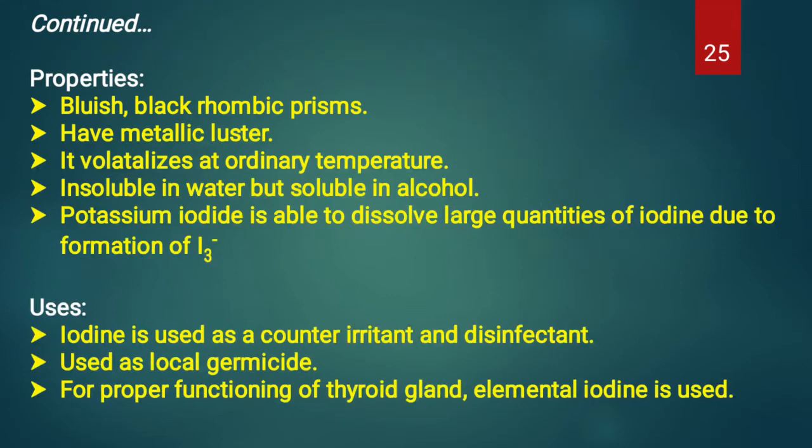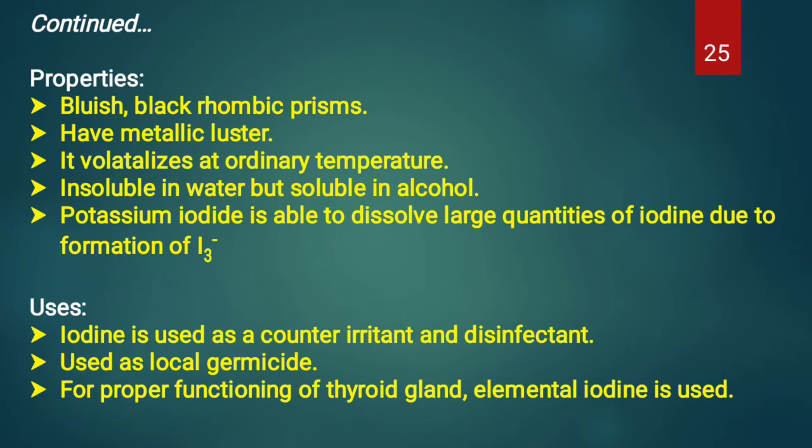Properties of iodine. Iodine occurs as bluish-black rhombic prism. It is having a metallic lustre. It volatilizes at ordinary temperature. It is insoluble in water but soluble in alcohol. Potassium iodide is able to dissolve large quantities of iodine due to the formation of I3 negative.